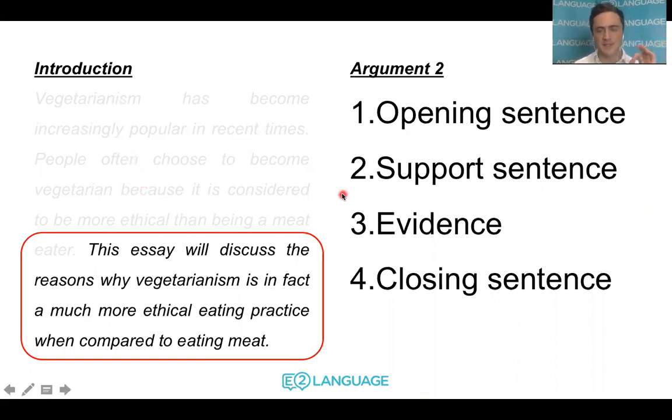Let's just check. Remember that in the opening sentence, you must mention the topic of the paragraph. In our argument 1, we talked about harming animals. That was our topic. We said something like vegetarianism is better because it doesn't harm animals. The whole thing was about killing or harming animals being unethical. The second argument was about the environmental impact of eating meat. So that's what the paragraph is about. Don't talk about anything else. Make sure you mention the topic in the first sentence and follow through that idea, and that is one idea.